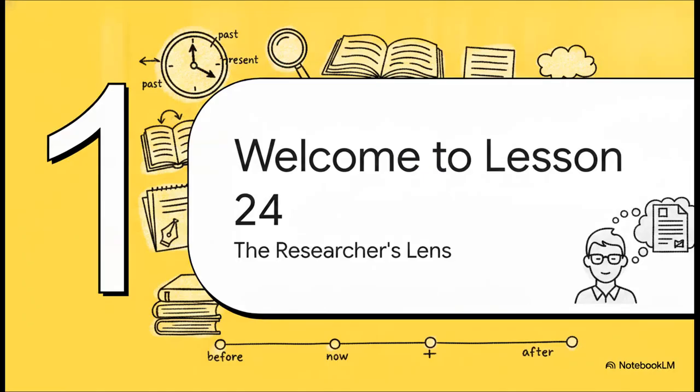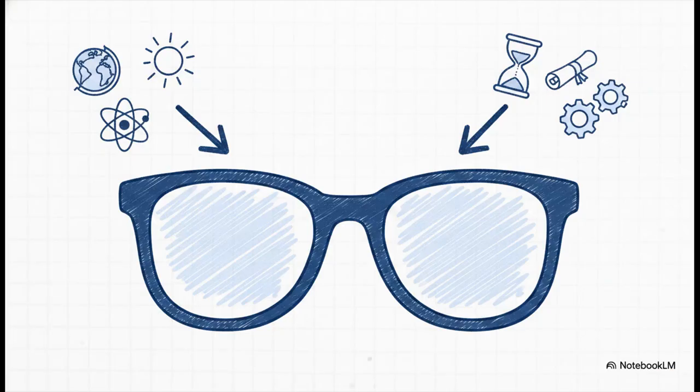Section 1. Welcome to Lesson 24, The Researcher's Lens. Whenever we write academically, we're constantly filtering information through this researcher's lens. And listen, choosing the right tense is not just about blindly following dusty grammar rules to appease an editor. It's fundamentally about distinguishing structure from process.